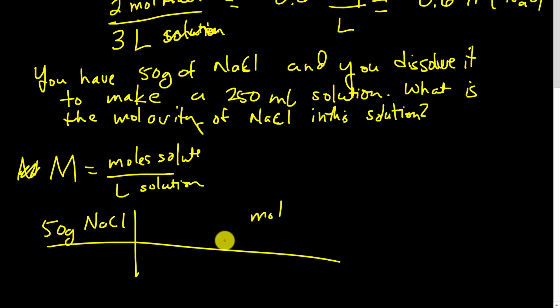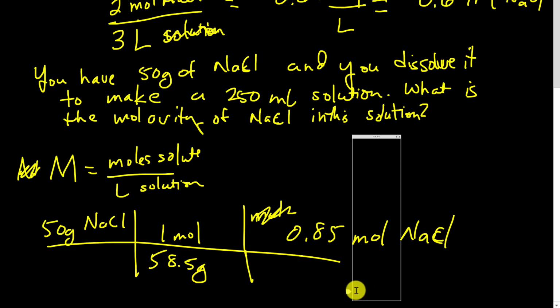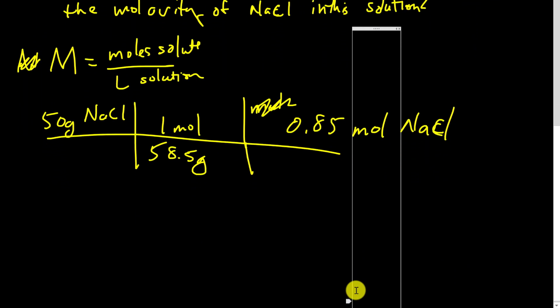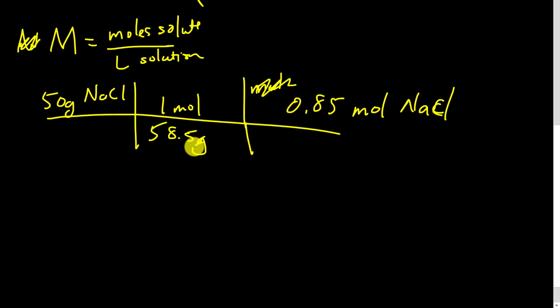Who would have thought? We do our classic dimensional analysis here, and we say NaCl is, I believe, 58.5 grams per 1 mole. And so we're going to get 0.85 moles of NaCl. And then, of course, our question is, what is the molarity of this solution? So we've got 0.85 moles of NaCl.